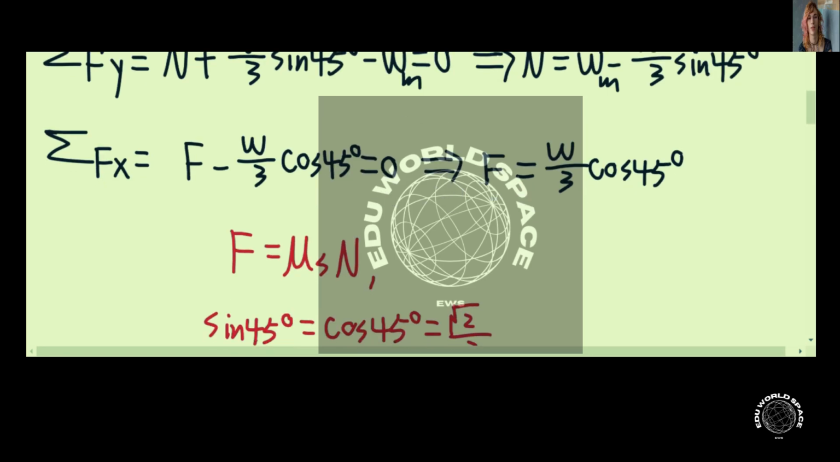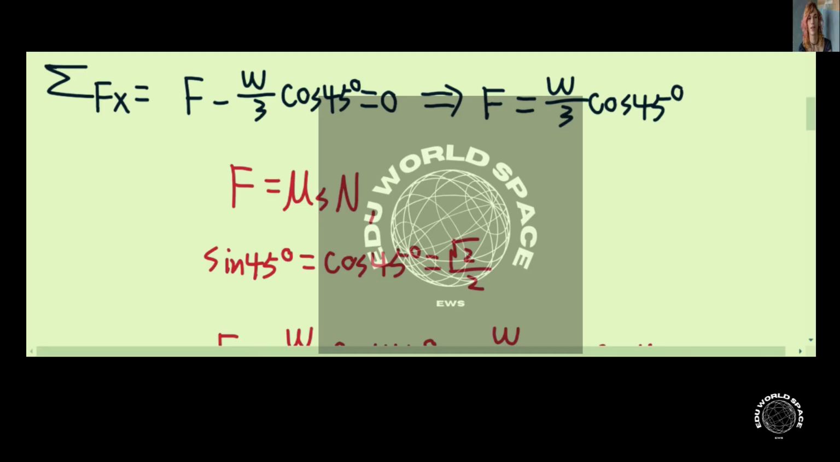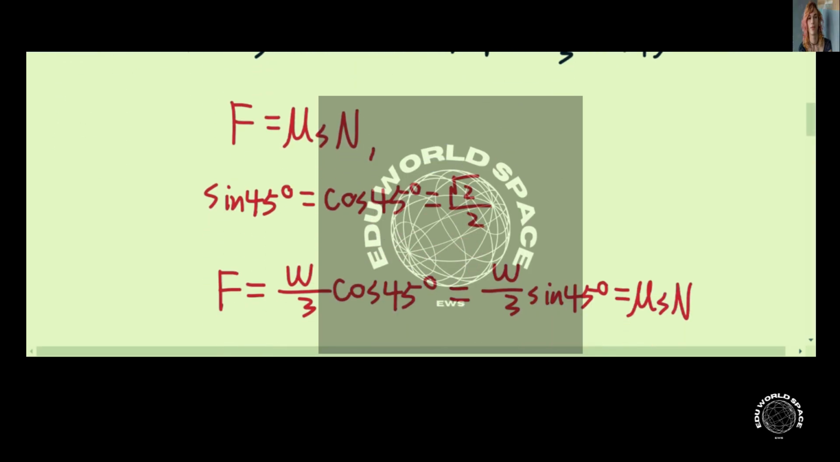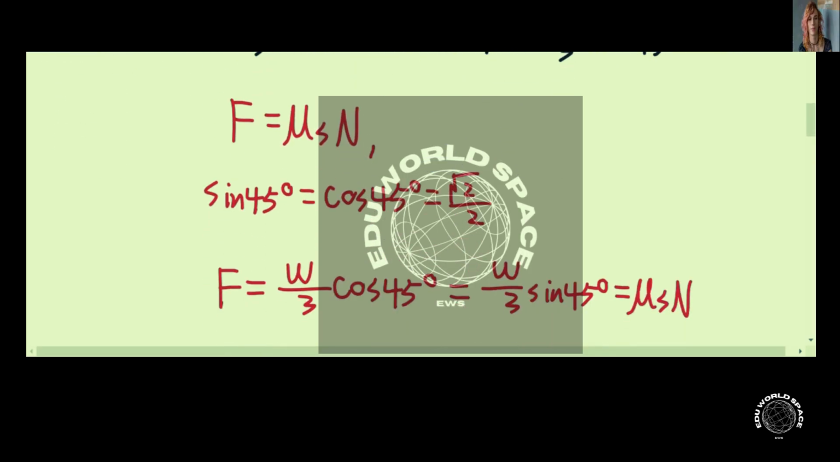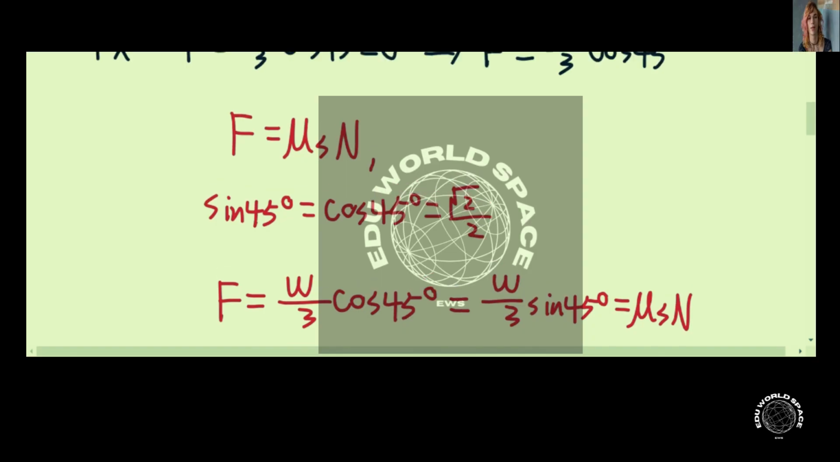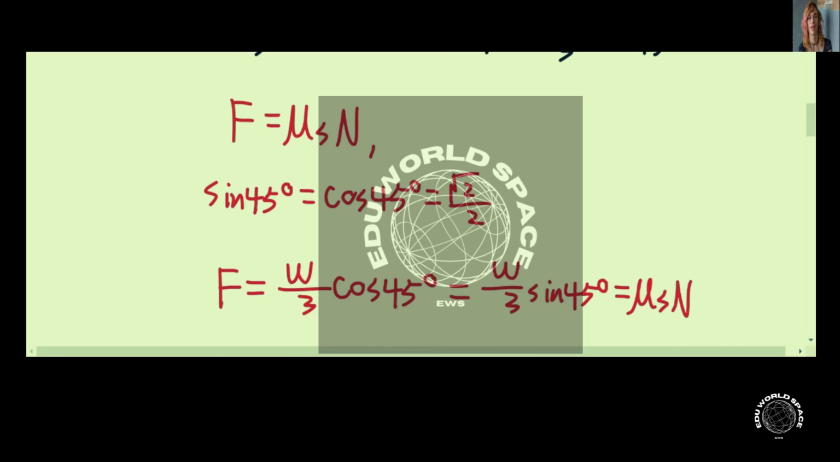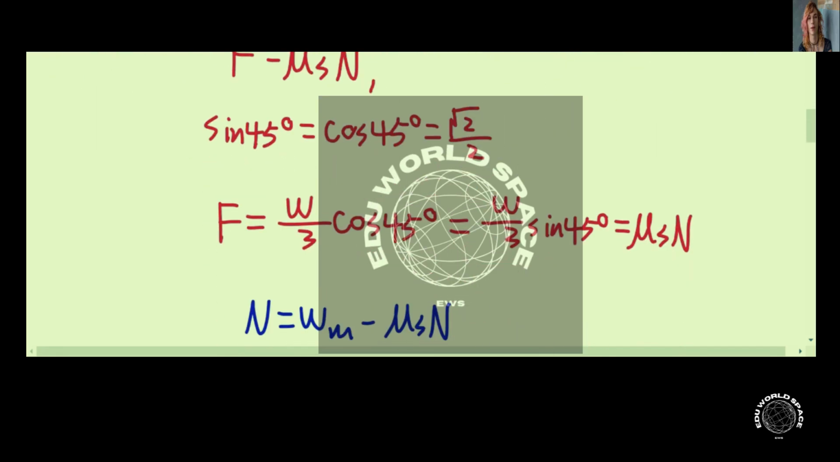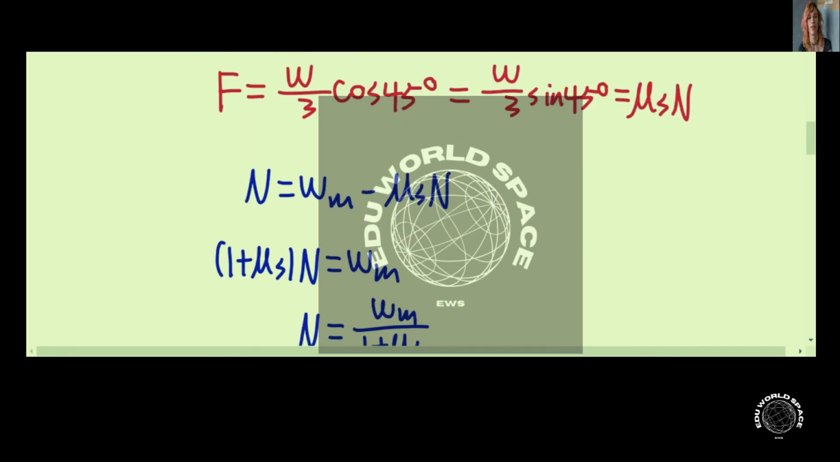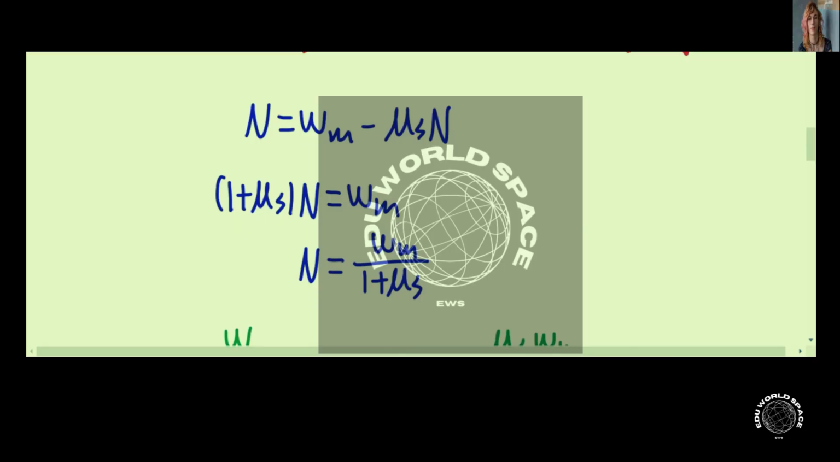And remember, the static friction can be expressed as mu(s) n. Mu(s) is the coefficient of static friction, n here is the normal force. Since sine 45 degrees is equal to cosine 45 degrees, which is equal to square root 2 over 2, therefore we have the friction is equal to W over 3 cosine 45 degrees, which is equal to W over 3 sine 45 degrees, and this is equal to mu(s) n. So now we can use mu(s) n to substitute for W over 3 sine 45 degrees. So we have n is equal to Wm minus mu(s) n. So we have 1 plus mu(s) times n is equal to Wm, therefore n is equal to Wm over 1 plus mu(s).